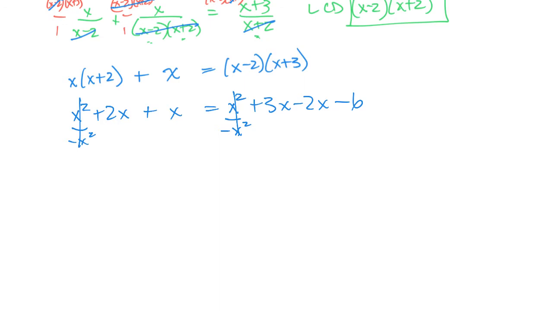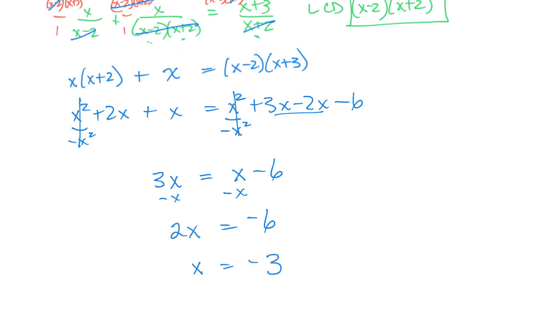So let's gather x's on the left side. 2x plus x would be 3x is equal to 3x minus 2x, so an x minus 6. I'll subtract x on each side. 2x is equal to negative 6. Divide both sides by 2, and I get x equal to negative 3.